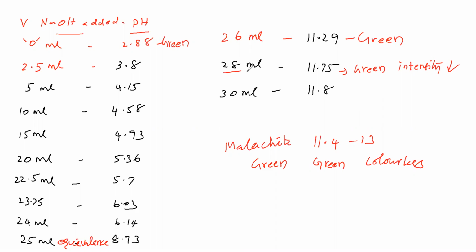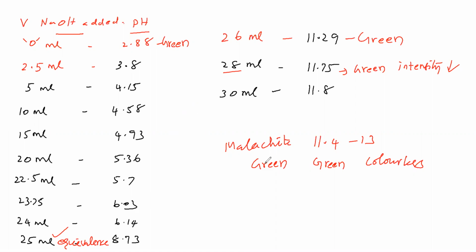Therefore the green color intensity decreases at 28 ml. The equivalence point is at 25 ml. So what is the difference? 3 ml is the difference. Is it called near the equivalence point? No. Is it called the end point then? No. End point means near the equivalence point. How much difference should be there? 0.1 ml difference, 0.2 ml difference, or otherwise 0.3 ml difference. But here a 3 ml difference is coming.